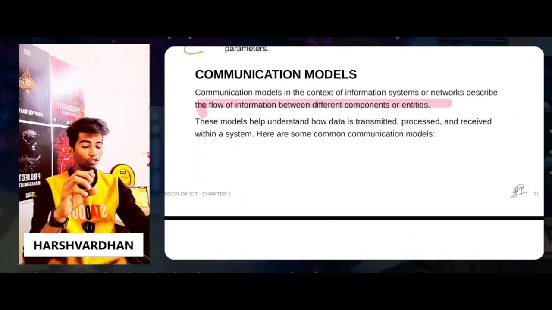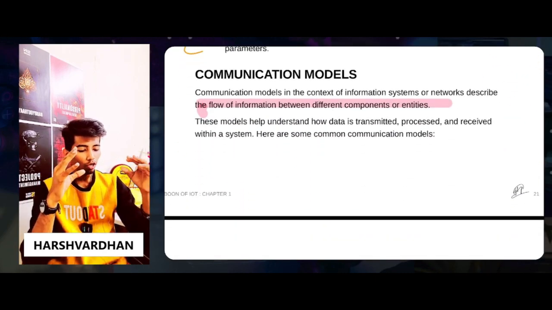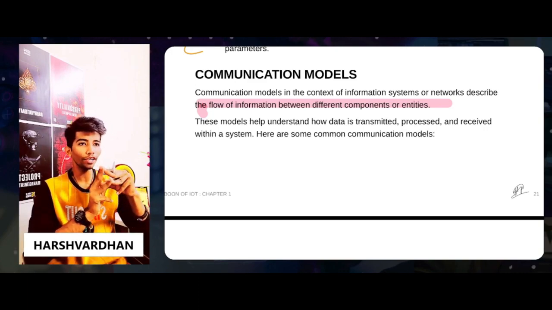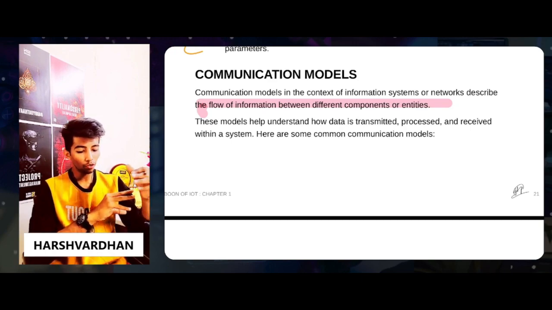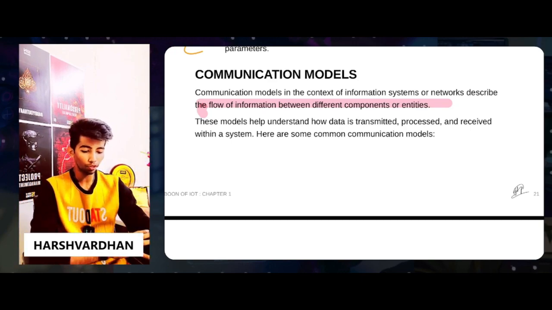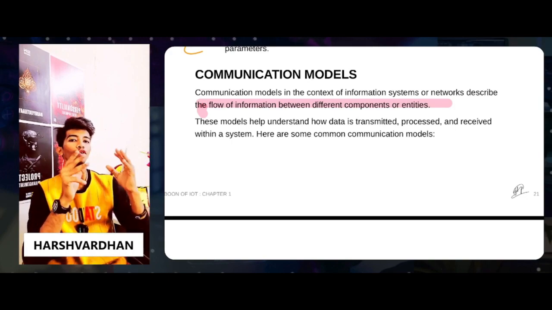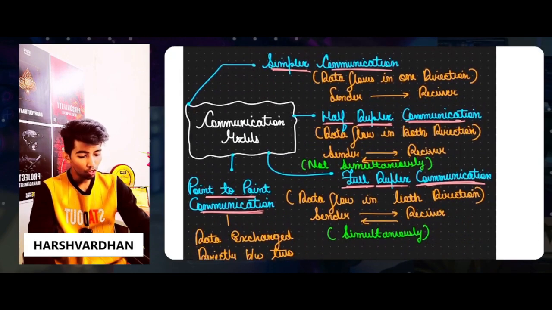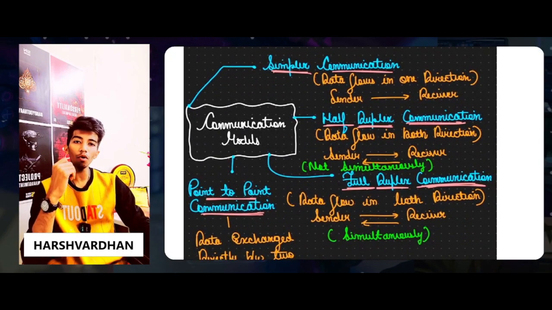Talking about more detailed things, like communication models. You can understand a communication model in the context of information systems, where the network describes the flow of information between the different components or entities. That flow of information among the different entities is maintained by the communication blocks. So let's understand the communication models.